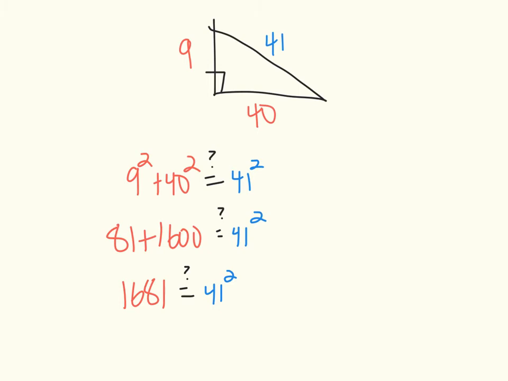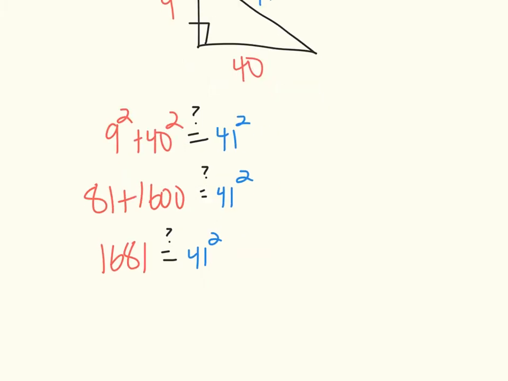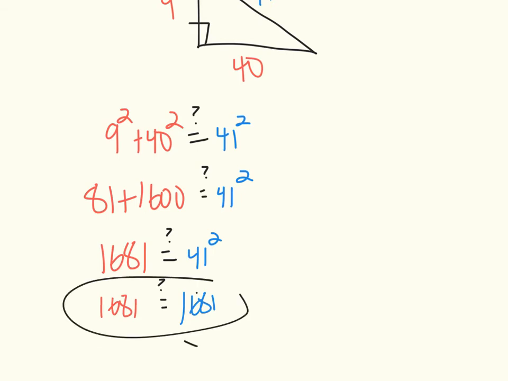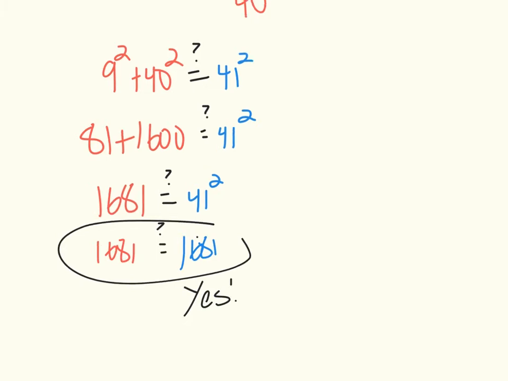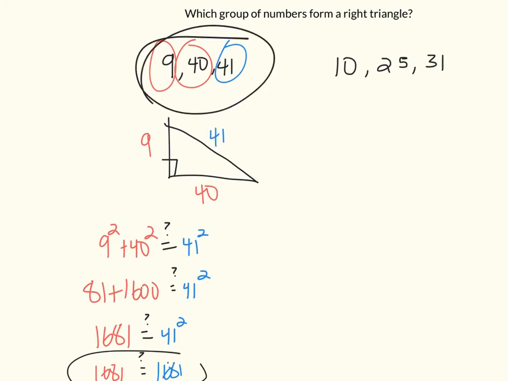41 to the power of 2, I can type in my calculator, and I get 1,681. And is 1,681 the same as 1,681? Well, yeah, of course it is. Yes. Beautiful. That's a terribly looking yes. Let me fix that. Make it prettier. There we go. Yes. So I know that this group works.